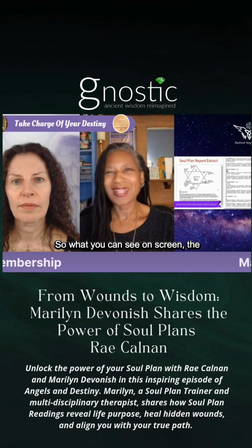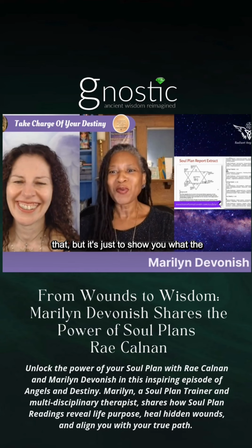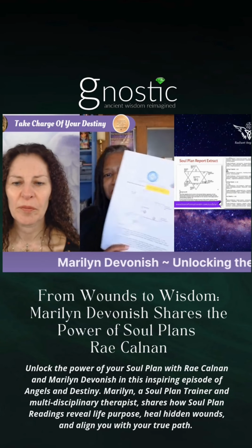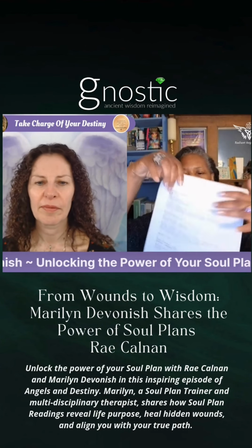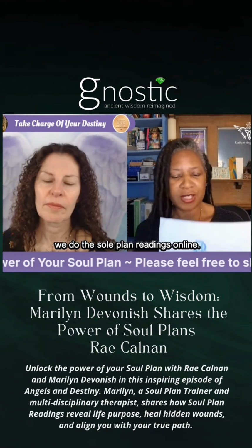So what you can see on screen, the intention is not for you to be able to read that, but it's just to show you what the report looks like. So the first page is always that, what we call the Star of David. And then there is a written report, and it then goes into those things in more detail. So that's what the client receives, because we do the soul plan readings online.